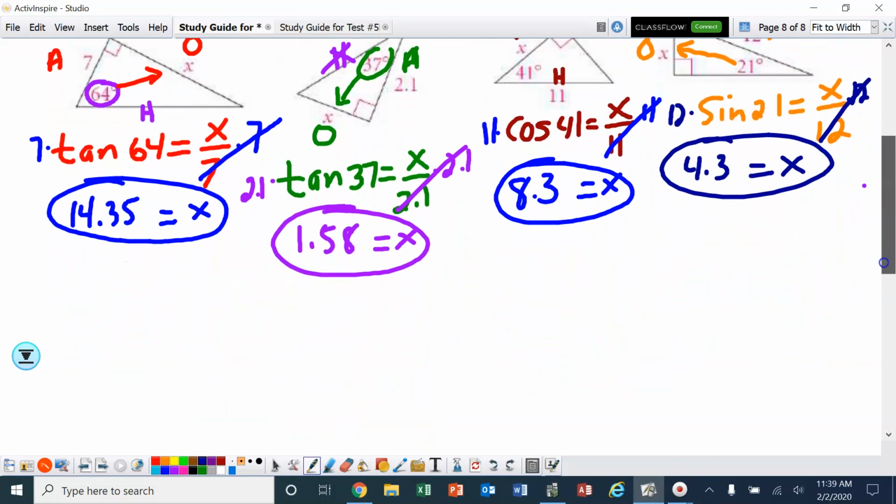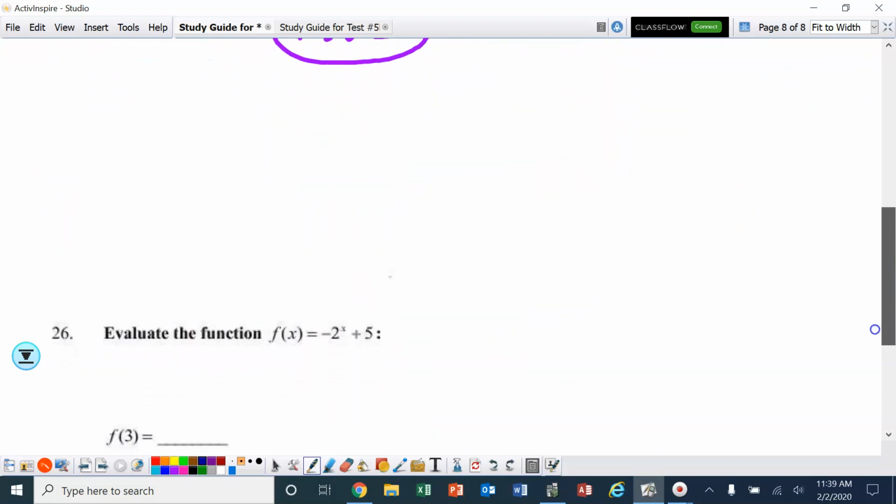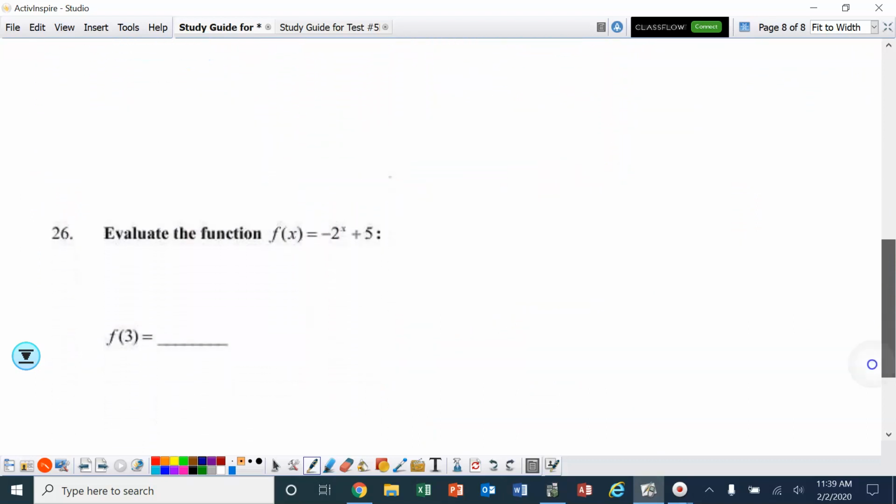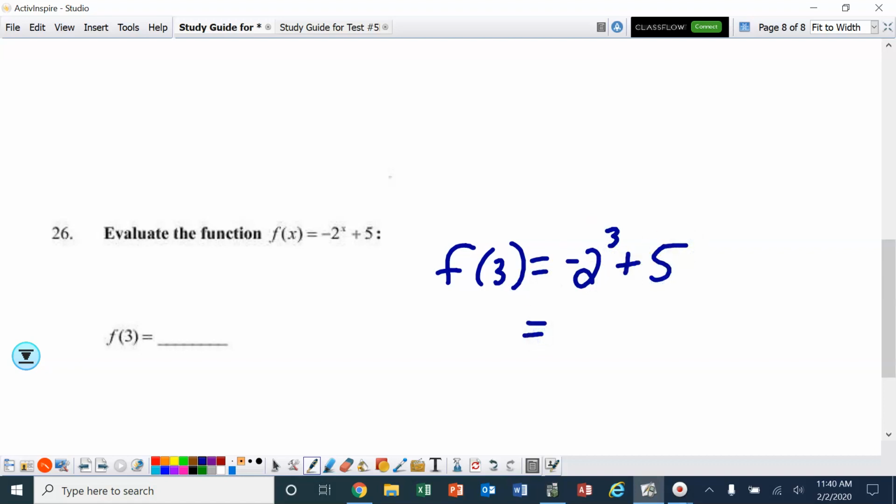And the last problem, evaluate. Easiest problem involved, folks. Evaluate f of 3. So we're simply going to replace the x with 3. That becomes negative 8 plus 5, so we get negative 3.